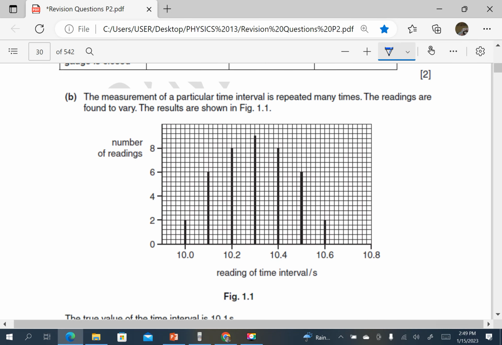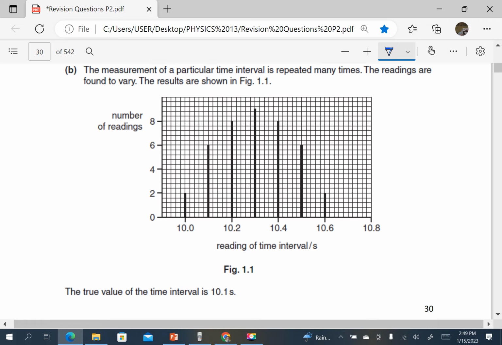The measurements for a particular time interval are repeated many times. The readings are found to vary. The results are shown in the figure here. They have told us that the true value is 10.1, which I think is here. So there is a value below the true value and there are values above the true value, so there is a random error. Number two, the average of these values is, I think, the peak here, which is 10.3. The average of these values is above the true value, so there could be a systematic error.